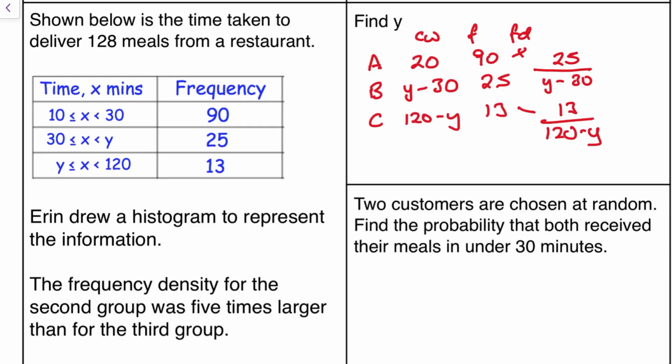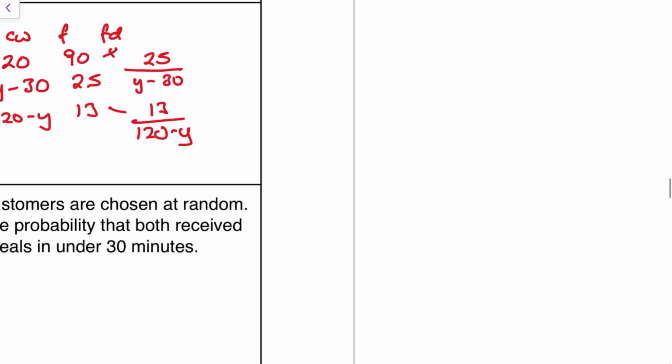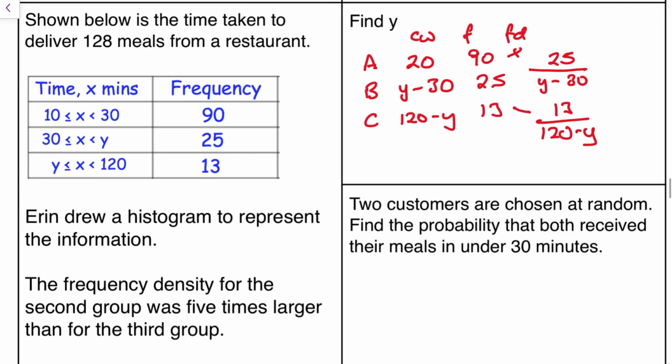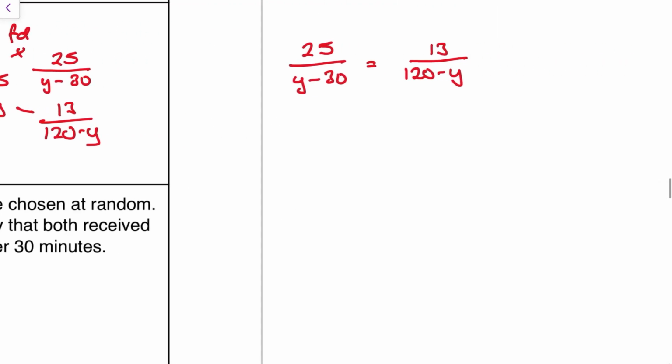And then what does the question tell me? The question tells me the frequency density for the second group was 5 times larger than for the third group. So in other words, let's do it over here. 25 over y minus 30 is equal to 13 over 120 minus y. Now, if the frequency density of the second group was 5 times larger than the third group, I need to multiply this one by 5 in order to get the second one.